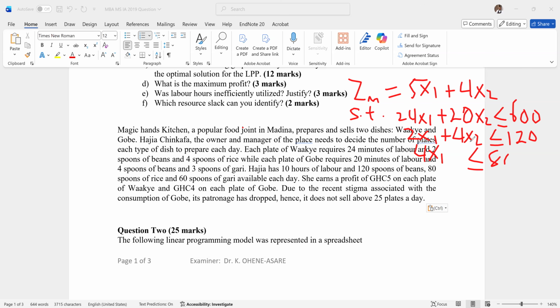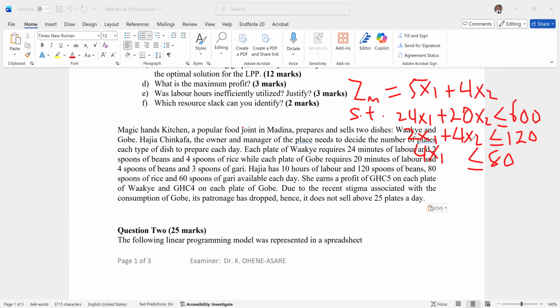Very good. You don't understand? There was nothing related to beans there. Nothing related to gobe, because this was rice, and rice only goes with the wache family. Christina. Sir, for the rice constraint, if you write it as 4x1 plus x2 is less than or equal to 80, would you be wrong? Very wrong.